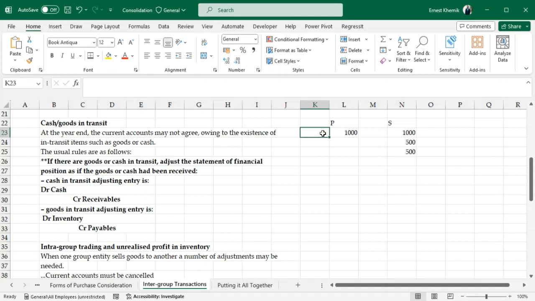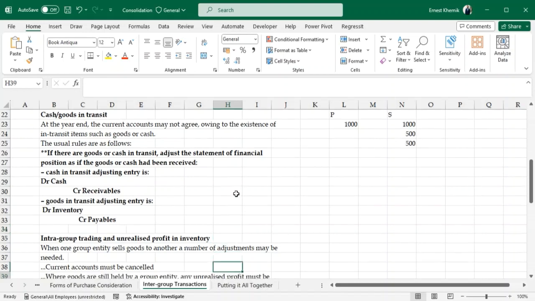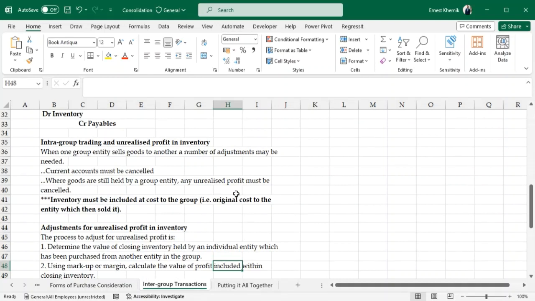Then goods in transit is the same thing. Instead of cash, this one you have transferred goods worth 500 to the parent. Maybe the goods were 40, so you have transferred them to the parent at the year end, but the parent has not yet received them. So using the same logic, we are going to debit the parent's account, that is the inventory, and then we are going to credit payables. All right, so those are the entries that we have for cash in transit and goods in transit. We are going to put this into practice, and then we will see exactly how it will go.